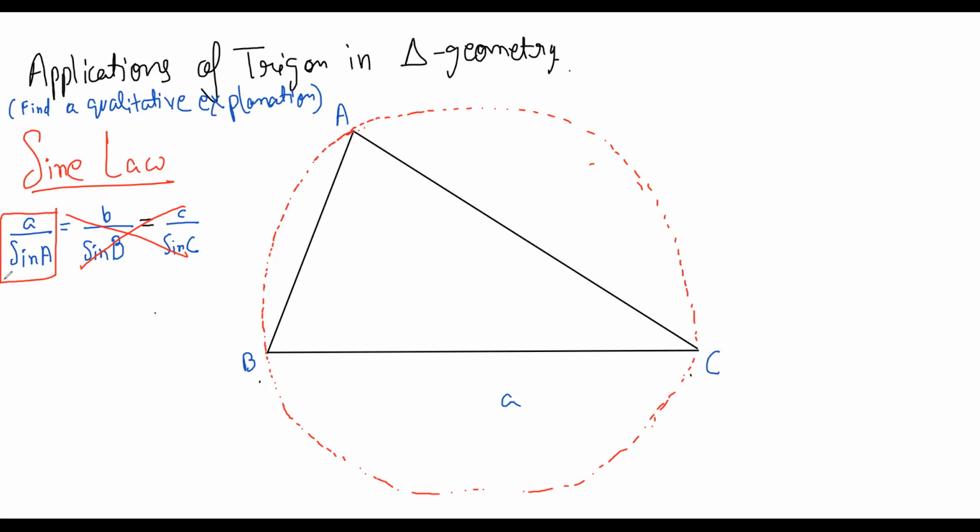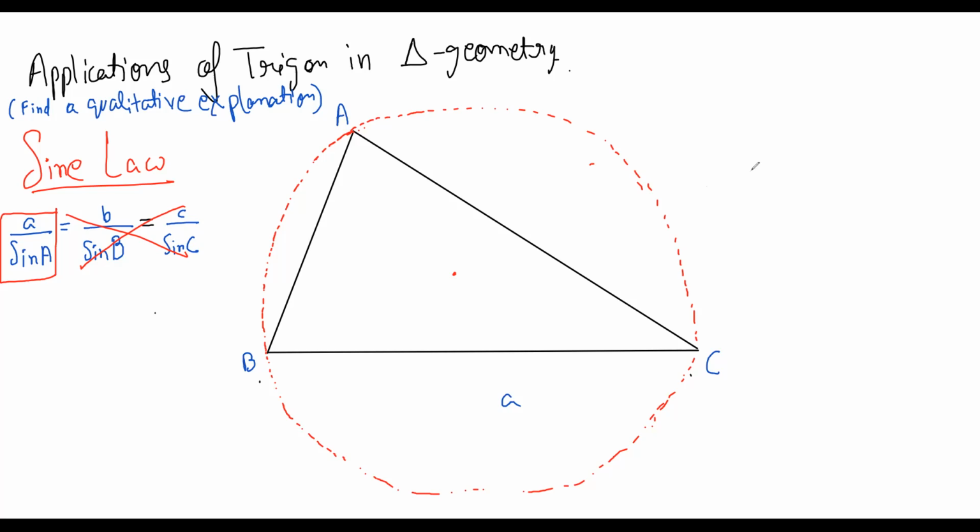So think, I've already drawn the circumcircle. See if you can do it. Sir, if BAC is 90, then won't BC be the diameter? If BAC is 90, yes, then BC is the diameter. That's perfect.